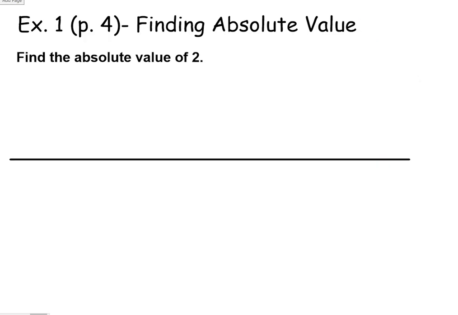So example 1 is on page 4 in your books. It's called Finding the Absolute Value. And our directions say find the absolute value of 2. Now to do this, it helps if we use a number line. So go ahead and on your note paper, I want you to draw a line. And let's go ahead and label it with 0 in the middle.